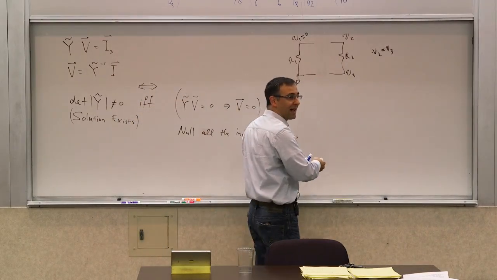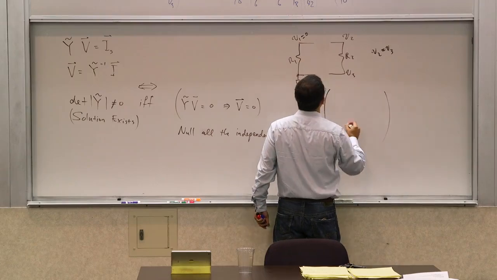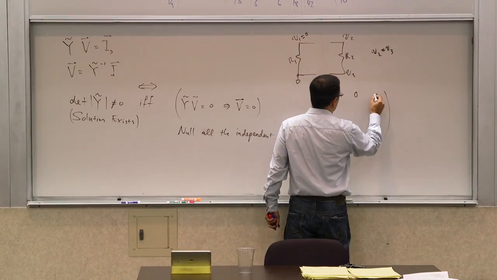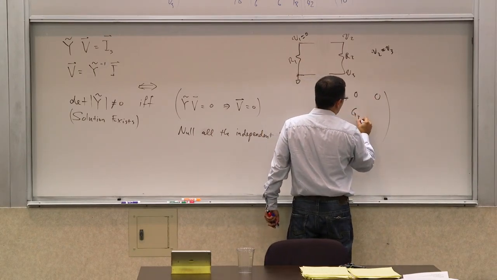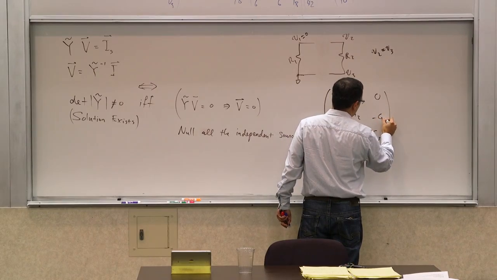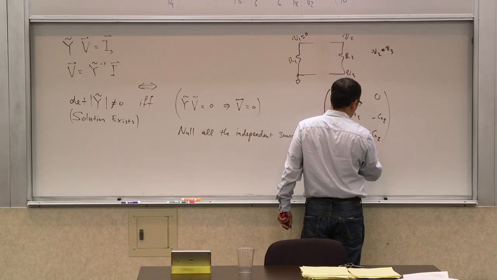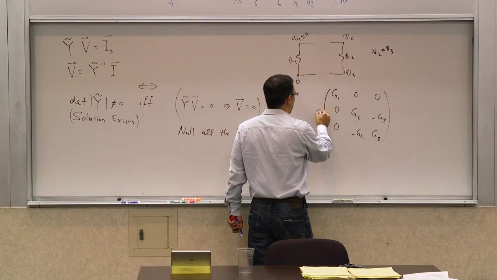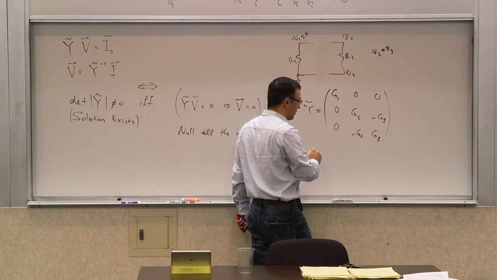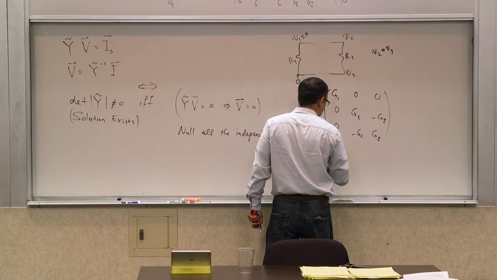We actually did the determinant last time. If you remember, the Y matrix was G1, 0, 0, 0, 0, I think G2, G3, negative G3, negative G2, negative G2. So that's the Y matrix for this, whose determinant is 0.